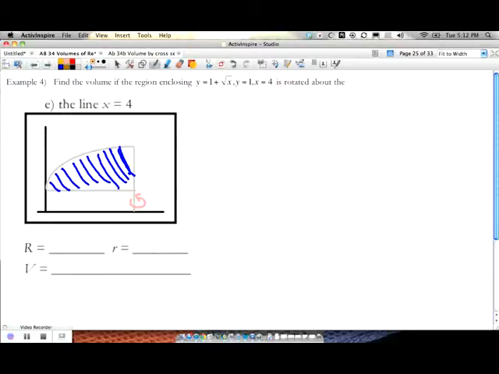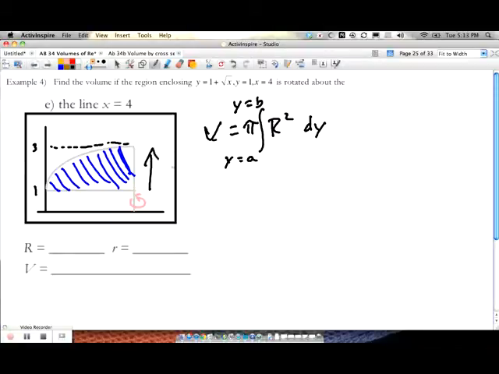So if I'm rotating around that line, it helps to realize that these values on the y-axis were 1 and 3. And that we're also attached. So I'm just looking at the pattern of the volume equal pi times big R squared from y equals a to y equals b. And we're doing dy because we're moving in the opposite direction, perpendicular. We're going vertically as we travel.